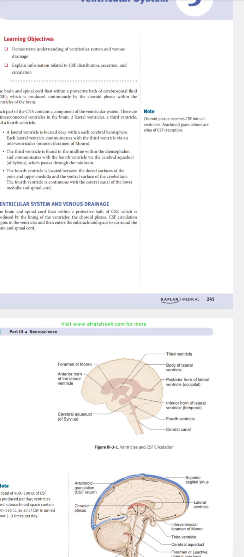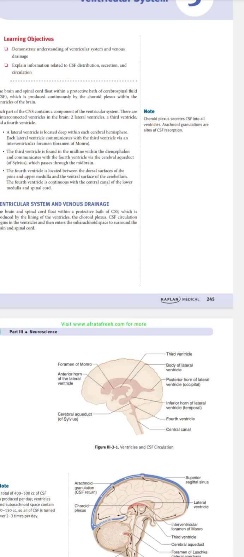So it begins with the lateral ventricle, which is located in the cerebral hemisphere, and each lateral ventricle communicates with the third ventricle via the foramen of Monro, which is an interventricular foramen. Then after the lateral ventricle, the CSF flows into the third ventricle via this foramen, and then from the third ventricle, which is located in the diencephalon, it communicates with the fourth ventricle via the cerebral aqueduct of Sylvius.